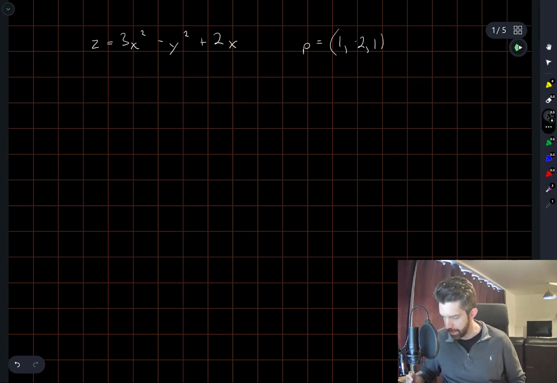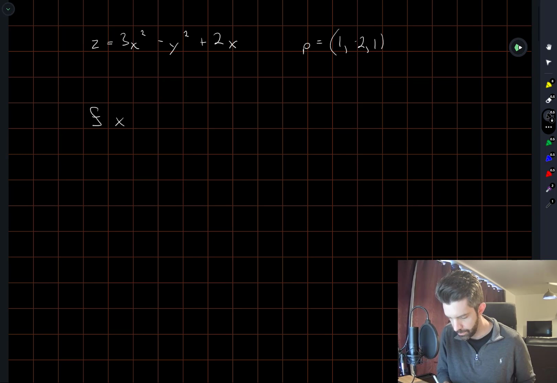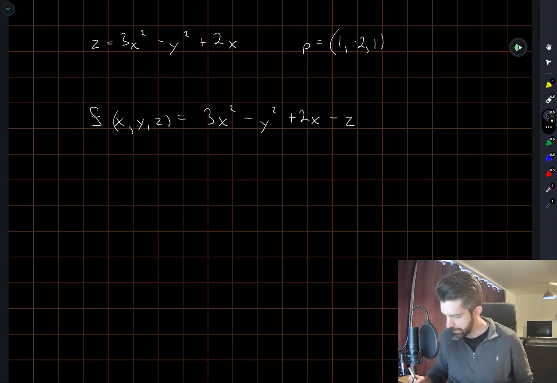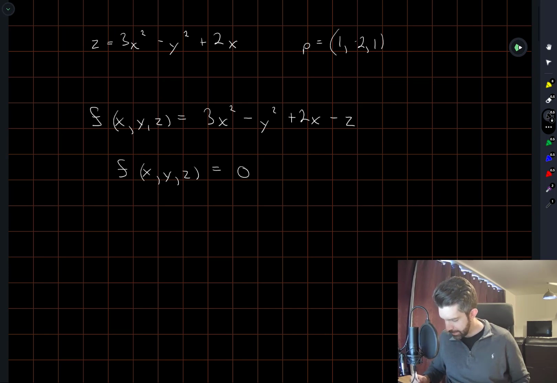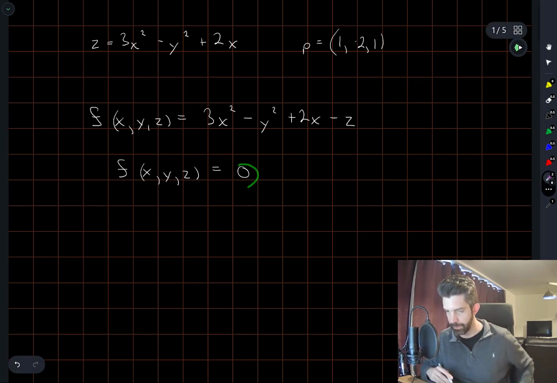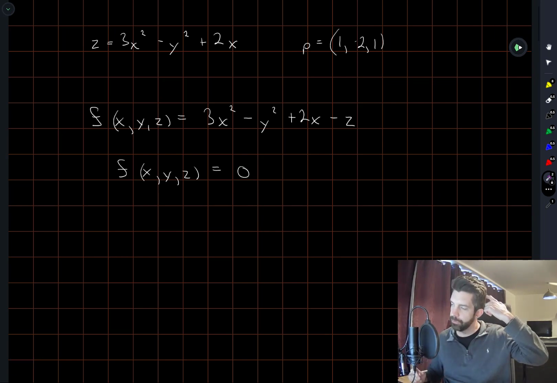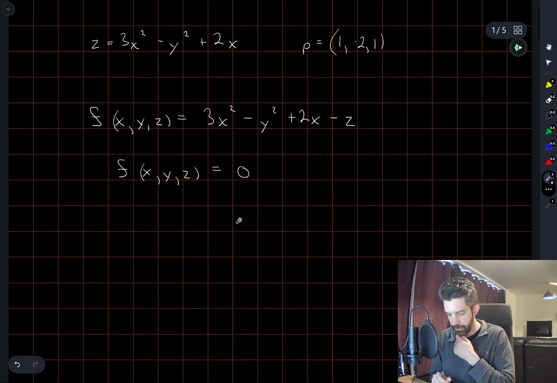Okay. So the way I think about doing this is we're going to define the function f(x, y, z) to be equal to 3x squared minus y squared plus 2x minus z. And then the surface corresponds to the set of points where f(x, y, z) is equal to 0. And if we put a different constant here, that's going to give us, in some sense, a shift of the surface. And so the normal vector to this surface is going to be given by the gradient of this function evaluated at this value of x, y, and z.